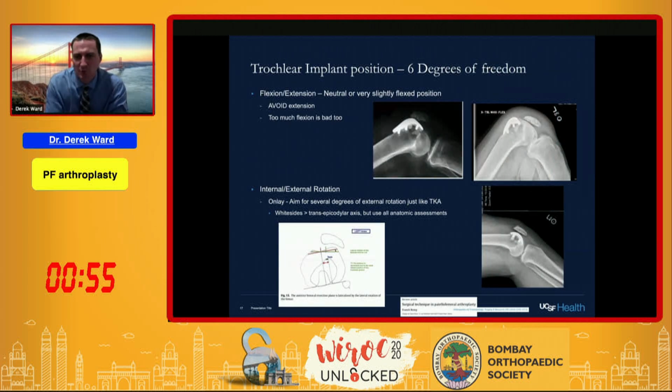The most important part of this is placing the trochlea in the right position. You really want to avoid extension. You want neutral or slightly flexed, as in this picture. You do not want extended, as in this picture, as this will cause major problems, both pain and maltracking and clunk. You want it to be slightly externally rotated for onlay designs.